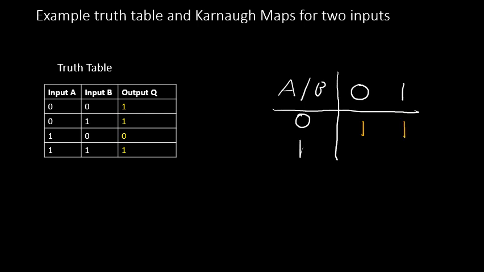And the next row, where input A is 1 and input B is 0, our output is 0. So that's going to be 0 here. And where both inputs A and B are 1, our output is 1. So that's our Karnaugh map, and it represents the first stage in allowing us to convert and simplify a Boolean expression.